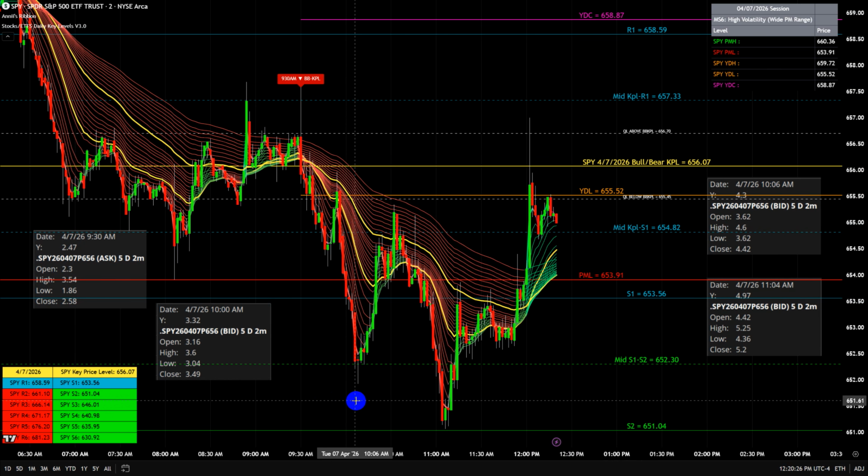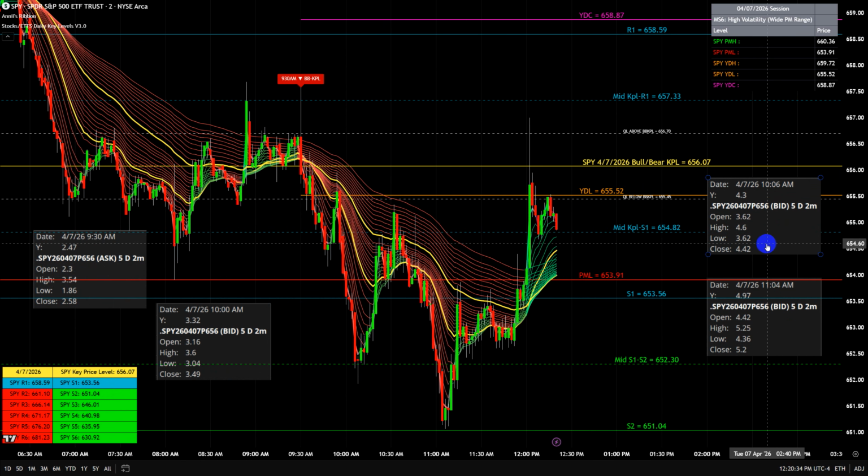Here on the 10:06 a.m. candle, we have a hit of the mid S1, S2. That is a 1.5 level move in our favor on this trade. The 10:06 a.m. candle, the bid on the close, $4.42. And finally here, on the 11:06 a.m. candle, we have a touch of the S2, and on that we have a close of $5.20.